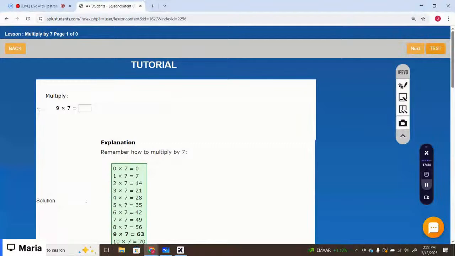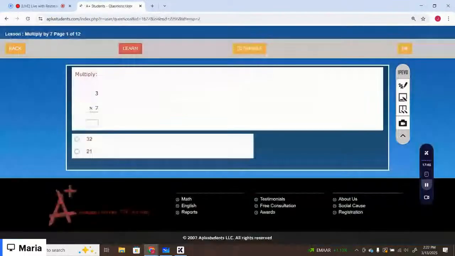Let's just start with the test questions. 3 times 7, which is the correct option? Three times 7 makes 21. Option number 2 is the correct option.